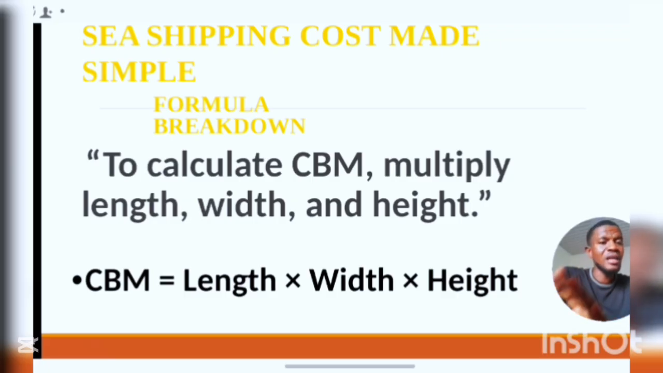In maths, when you want to find the volume of an object, you take the dimension of the width, the dimension of the length, and the dimension of the height. You put them together, find the product of them, and then you get the volume. The same way, you are going to apply that same calculation when you are doing the CBM. So CBM is equal to the length times the width times the height.